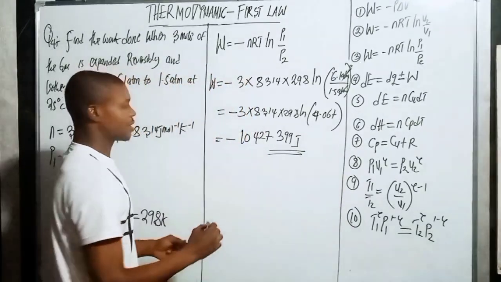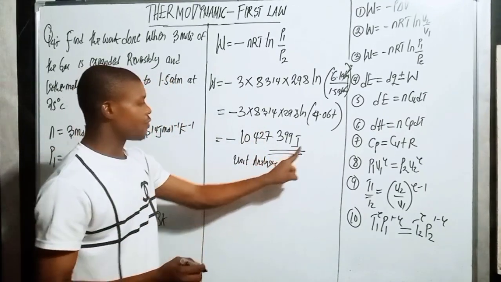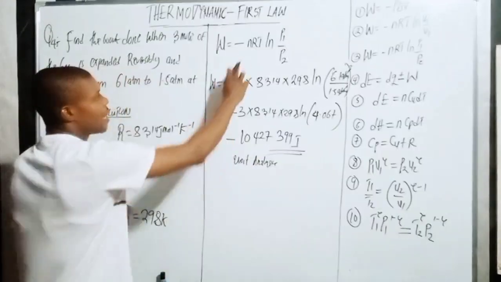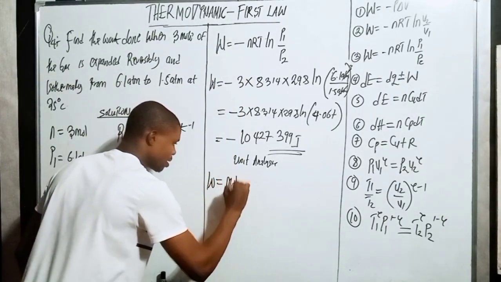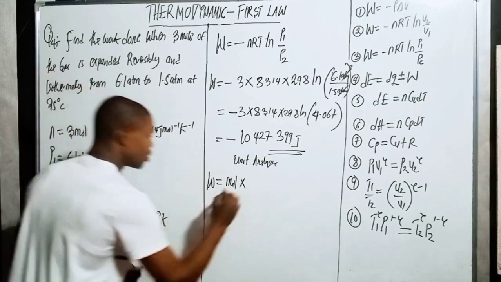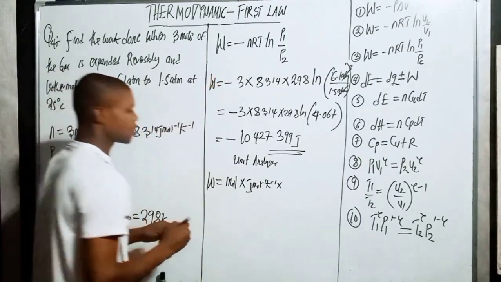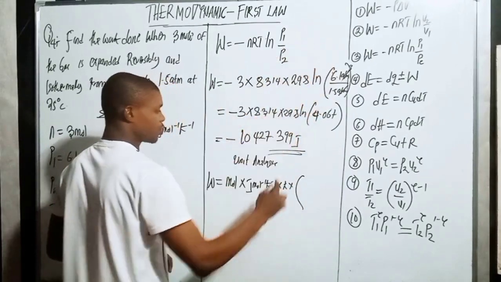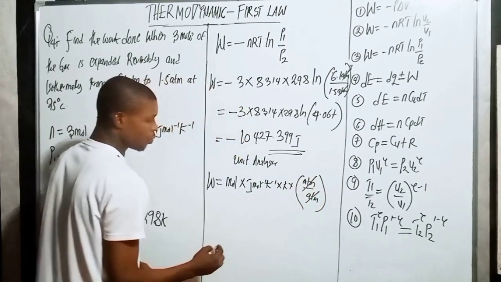Now let's do unit analysis, right? So let's confirm if our unit will always be in joules, right? So my n is mole. What is the unit of mole? Mole is mole, so W here equals to mole times R, which is joules per mole per Kelvin, times T, which is Kelvin here, times. Remember here we have P1, P2, and P1 is atm, P2 is atm. So they will cancel, right? So what do you have here?